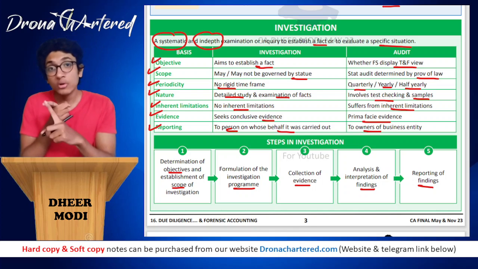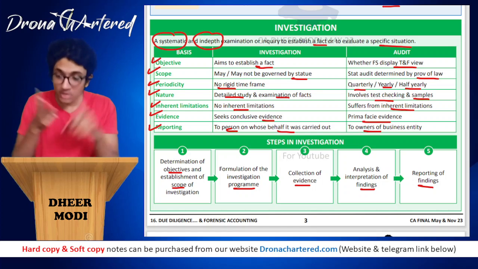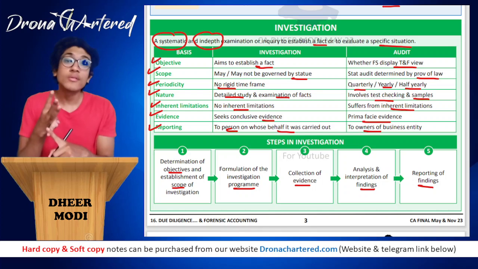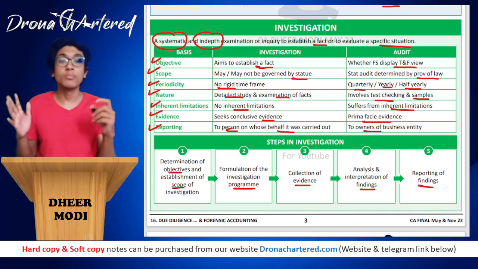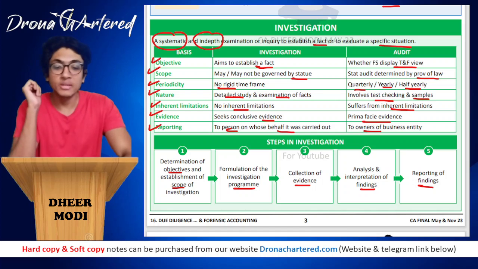Okay. So first is objective and scope. Second is your program. Third is your evidence. Fourth is your analyzing findings. And fifth is your reporting of findings. These are your steps in investigation.